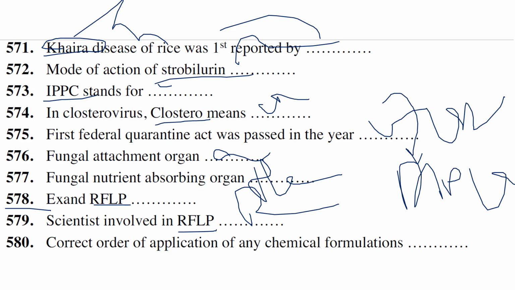Correct order of application of any chemical formulation, not chemical formulation exactly, but management kinds of things: first fungicide, then go with the insecticide, and then Rhizobium. This is the general order of application of chemicals. I don't know why or on what basis this application order came into existence. If you guys know, please let me know.